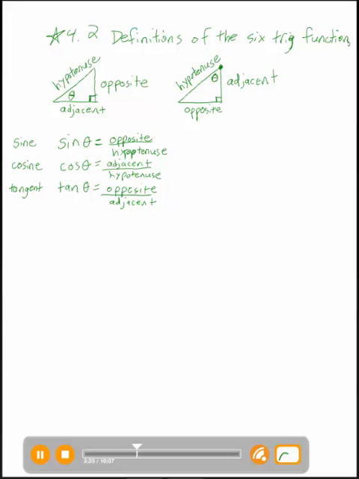Now there's going to be 3 other functions that maybe you didn't talk about a lot in Algebra 2 that we will also discuss in detail here. And those are cosecant, secant, and cotangent. So CSC theta, CSC is short for cosecant. SEC, that's short for secant. And COT, that's short for cotangent.